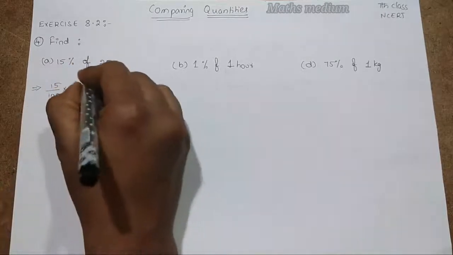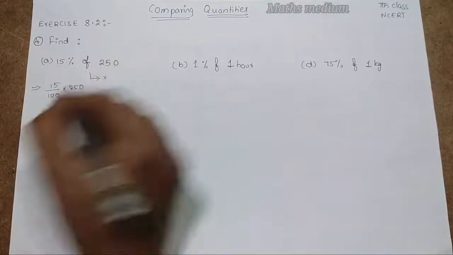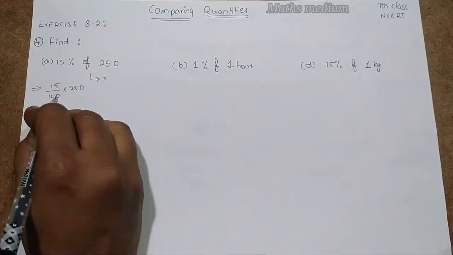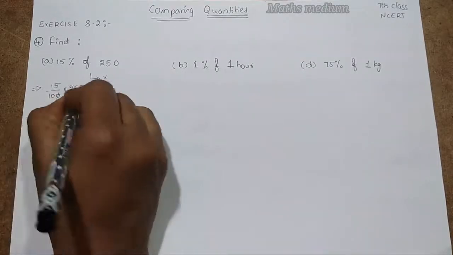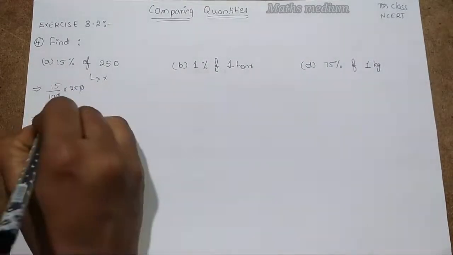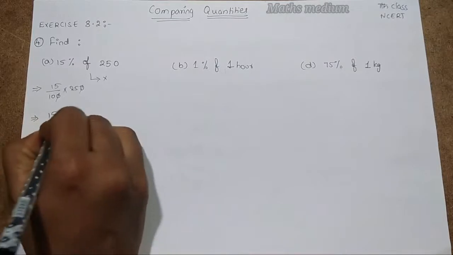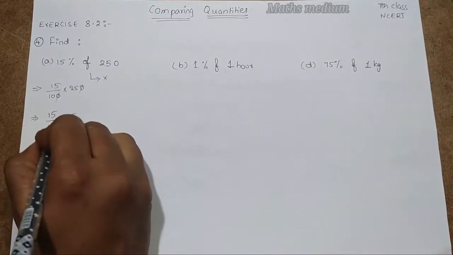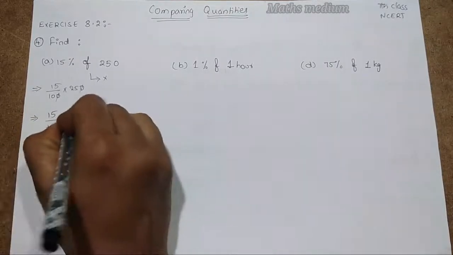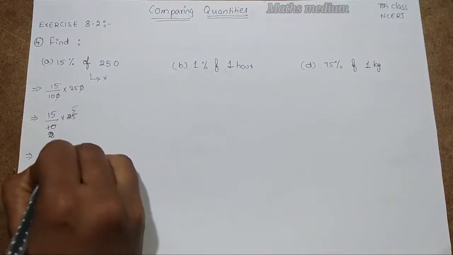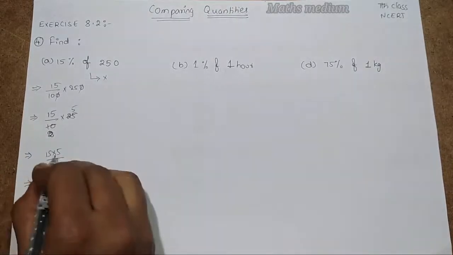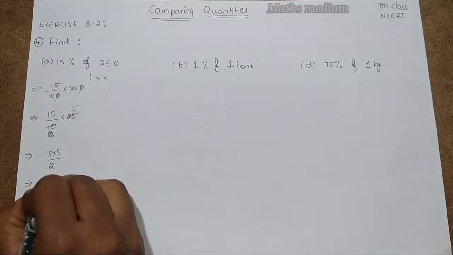Of means multiplication symbol. Now take the simplification step here. So 0, 0 gets cancelled. Right? After cancellation 15 by 10 into 25. Again 5 2s are 10, 5 5s are 25. Now 15 into 5 divided by 2. Now here we get 15 5s are 75 by 2.